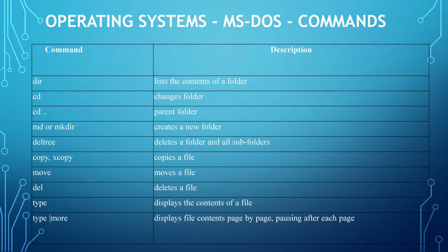Here is a table with the commands and the description. We have dir, which is described as list of the content of a folder. We have cd, which is described as change folders. cd dot dot, parent folder. md or mkdir, create a new folder. Deltree, this is a delete a folder and all subfolders.